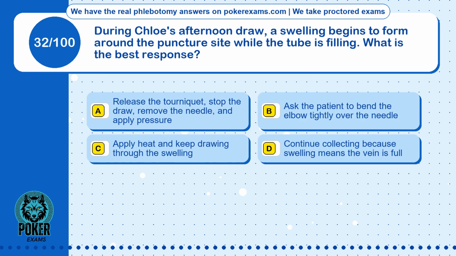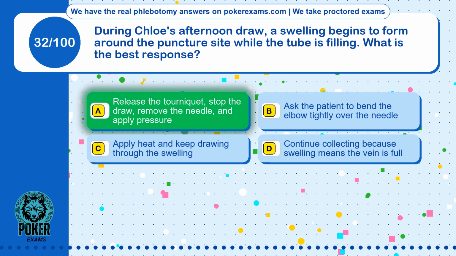Question 32. During Chloe's afternoon draw, a swelling begins to form around the puncture site while the tube is filling. What is the best response? Option A. Release the tourniquet, stop the draw, remove the needle, and apply pressure. Option B. Ask the patient to bend the elbow tightly over the needle. Option C. Apply heat and keep drawing through the swelling. Option D. Continue collecting because swelling means the vein is full.